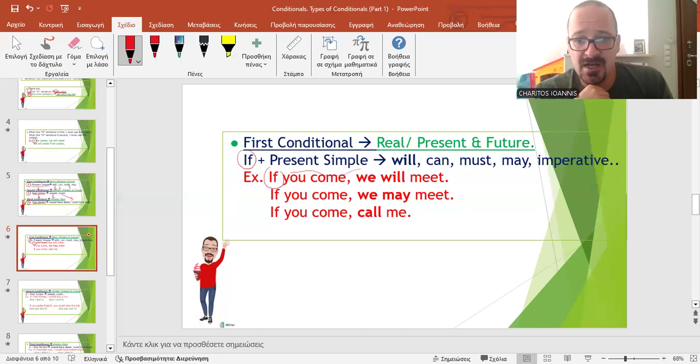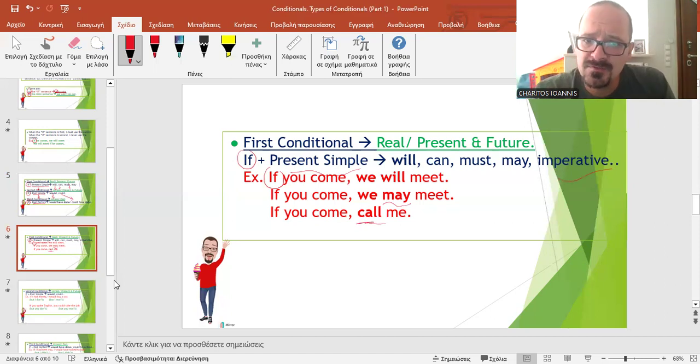Similarly, if you come, we may meet. Another modal. There is a slight difference in meaning here because this shows possibility, but it's real. If you come now or tomorrow or in an hour, present and future, we may meet. This is true, it's real, this is a possibility. If you come, imperative now, order, we're here. Call me.